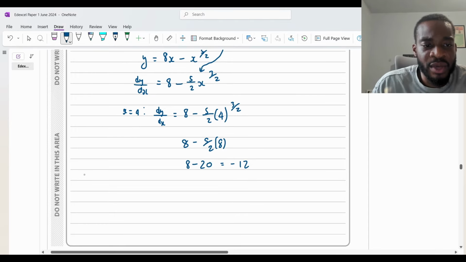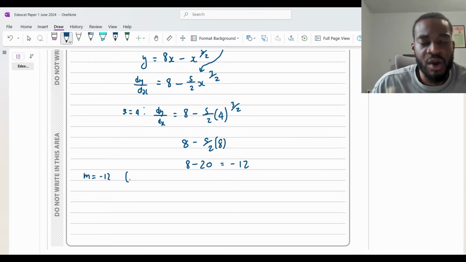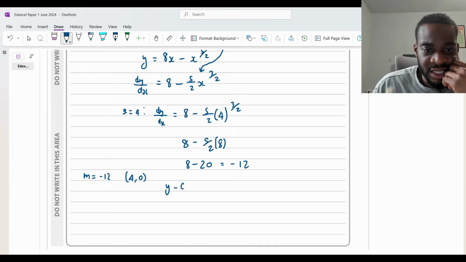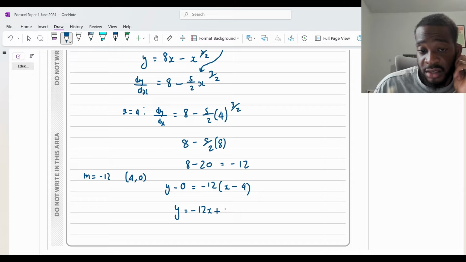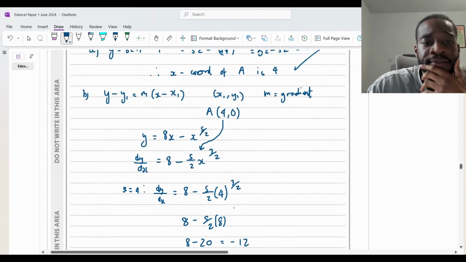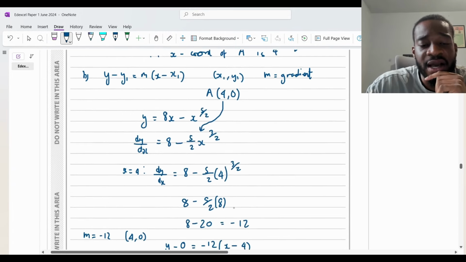So again, we have m is equal to minus 12. We've got the point x1, y1, which is 4, 0. So now we're just going to plug it into y minus y1. So it's going to be y minus 0 is going to equal m, which is the gradient, minus 12, x minus 4. So doing that, y minus 0 is just y. That is going to be minus 12x plus 48, isn't it? Yes, 48. What form do they want it in? 12x plus y is equal to 48.